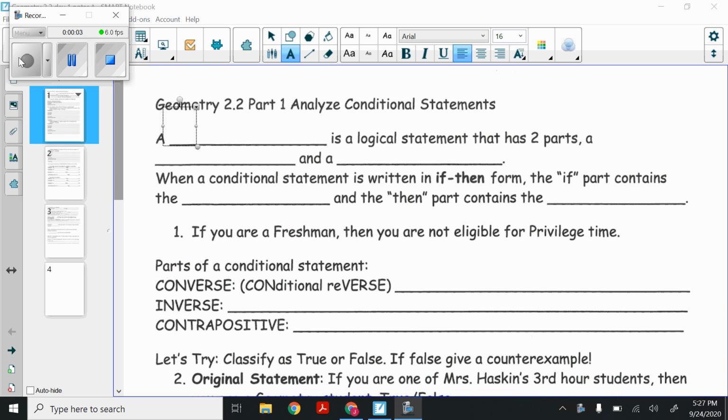All right, so today we're going to look at section 2.2, part 1, analyzing conditional statements. I apologize, but my stylus is not letting me work properly on this, so I'm going to try to type these up for you as we go.